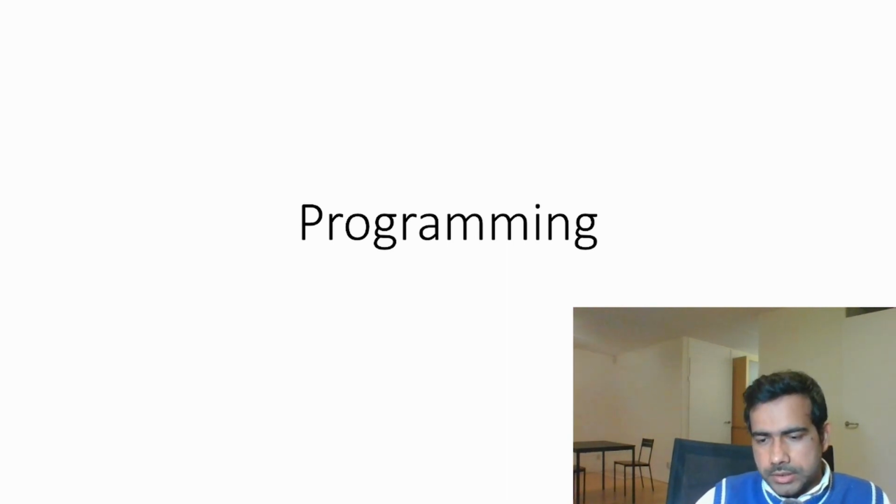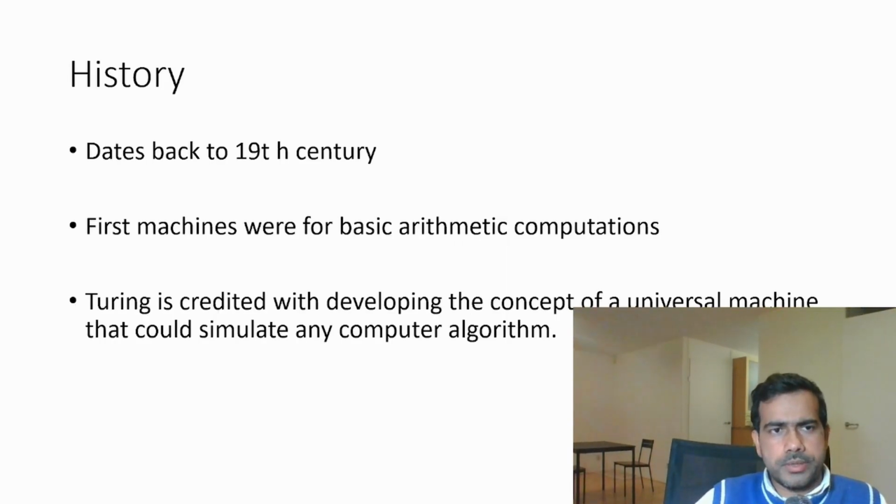Programming has now become much easier compared to what it used to be in the past. So let's learn a bit about the history of computer programming. It dates back to the 19th century, and the first computer programs were basically to compute arithmetic operations, right? They were not very powerful. They were more like calculators, adding numbers, subtracting numbers, finding factorials of numbers, doing basic arithmetic computation. That was what computers were doing when computers were first developed.